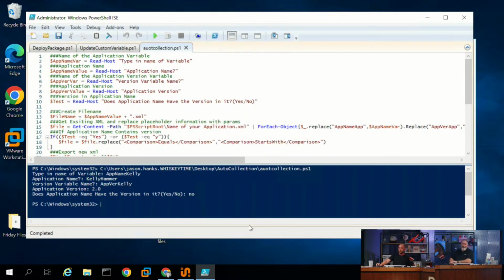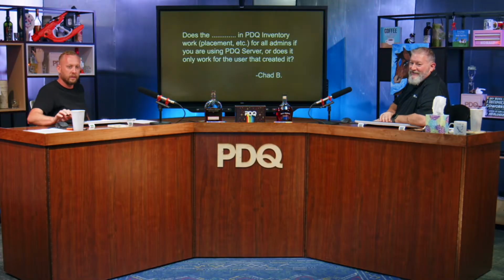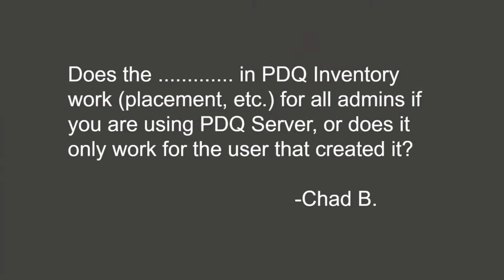Let's get some questions. I'm ready to try to be stumped. Okay. I'm throwing the gauntlet. Here we go. Does the Morse code anyway in PDQ inventory work, placement, etc. for all admins if you're using PDQ server, or does it only work for the user that created it?